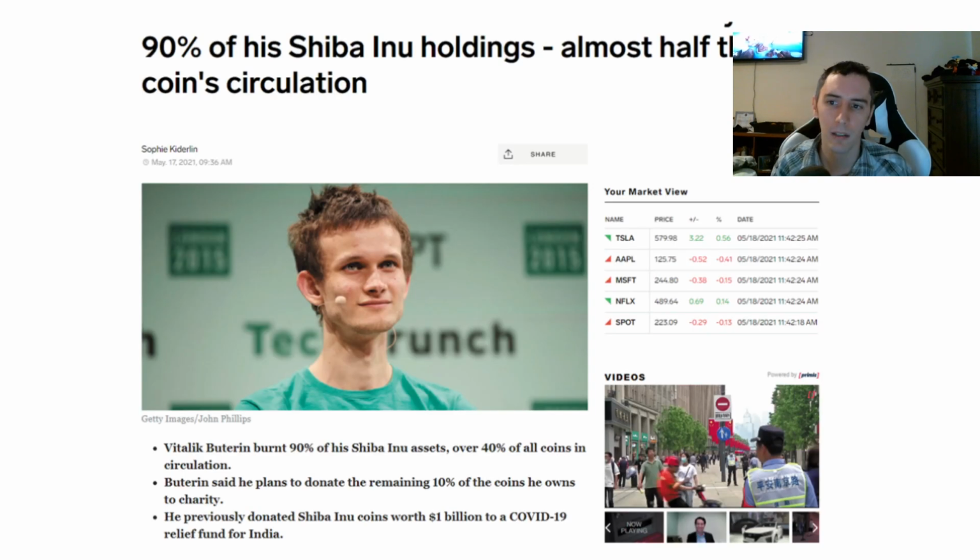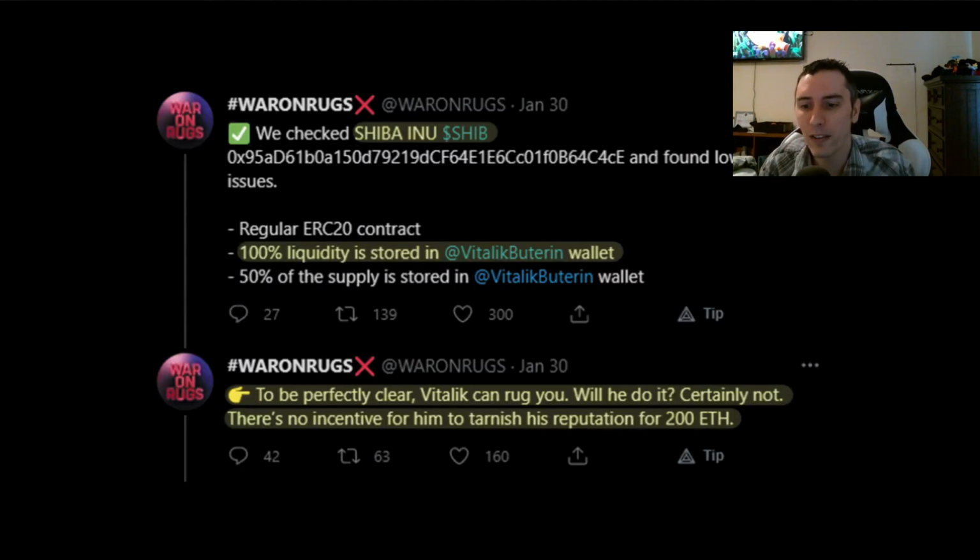Well, what ended up happening? 90% of the Shiba Inu holdings, almost half the coin circulation. Vitalik Buterin burnt 90% of his Shiba Inu assets, over 40% of all coins in circulation. Buterin said he plans to donate the remaining 10% of the coins he owns to charity. Okay? So, rug pull? I mean, come on. You're saying that he is definitely not going to do that. Right, look, there's no incentive for him to tarnish it. Will he do it? Certainly not.